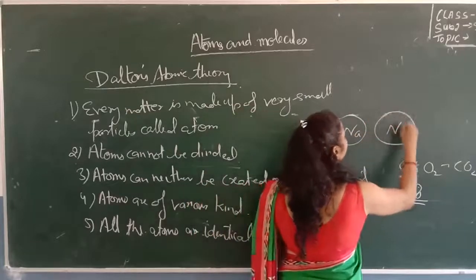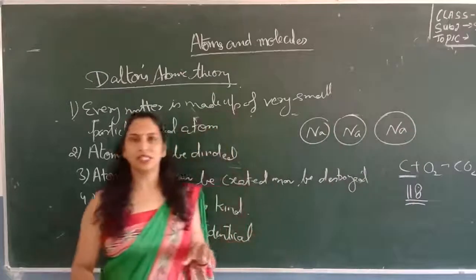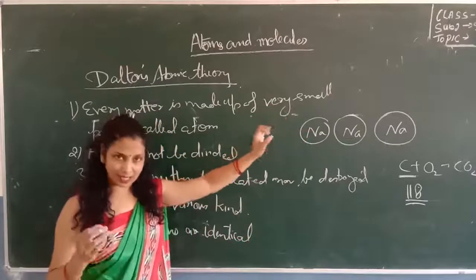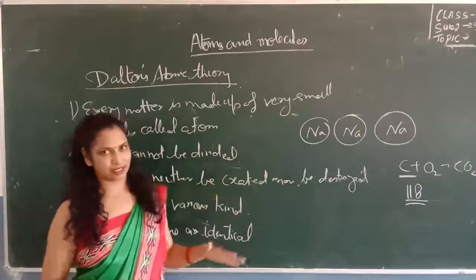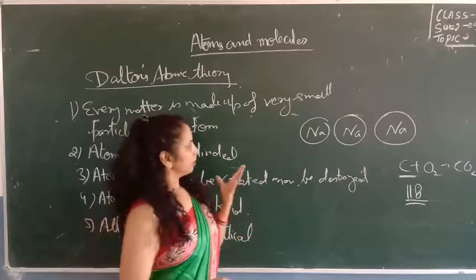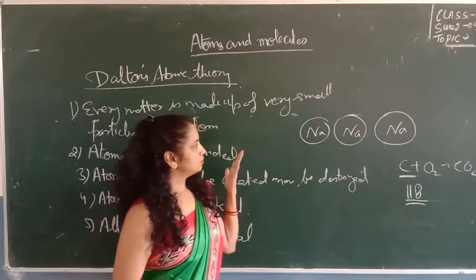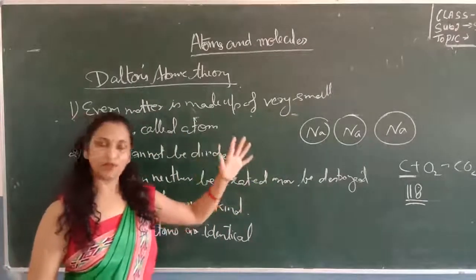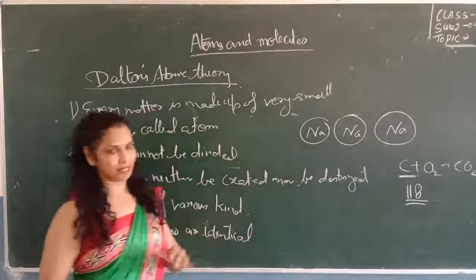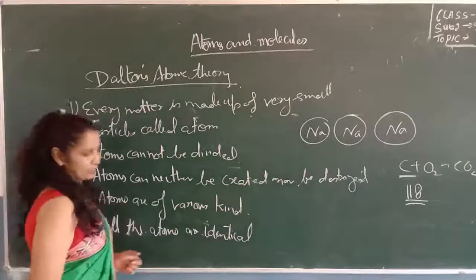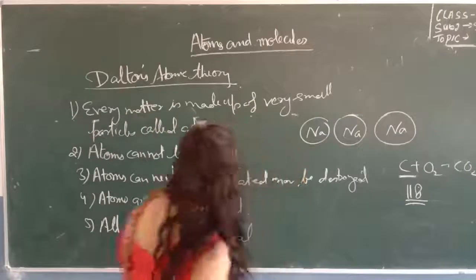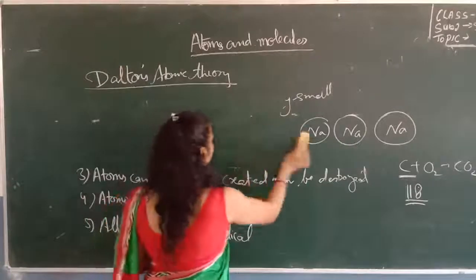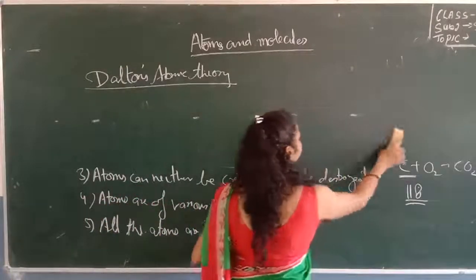Same structure, same mass, same density. It means the atoms of the same kind of element are identical in all aspects: in mass, in shape, in size. So all the atoms of the same element are identical in all aspects. So this is another point. Dalton's atomic theory is very important and you should learn it.